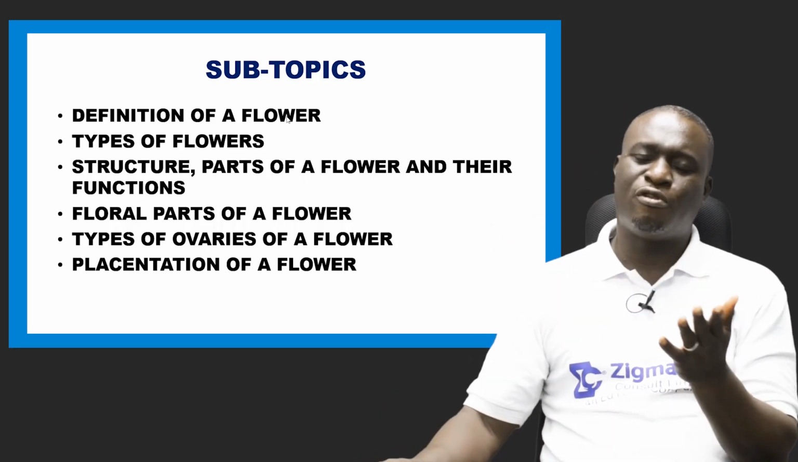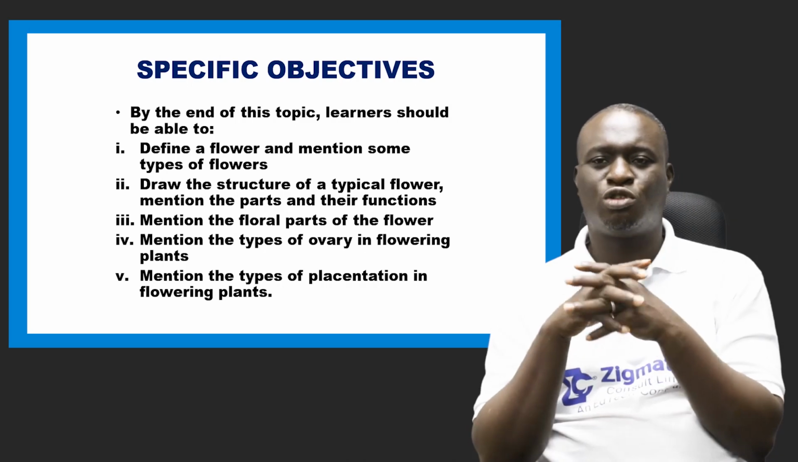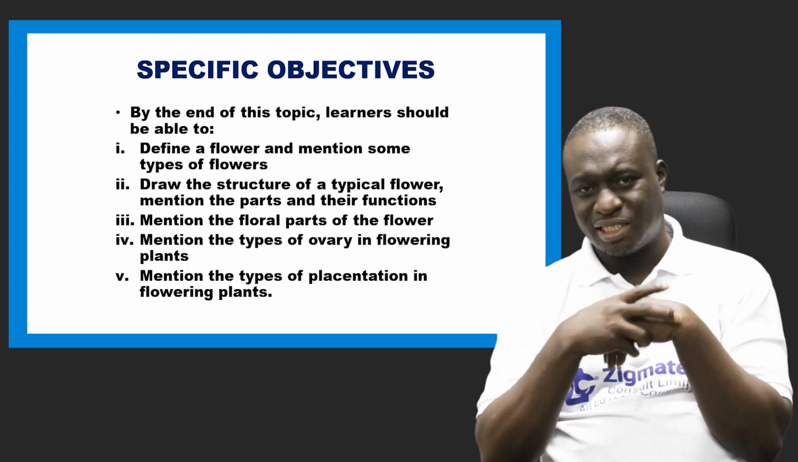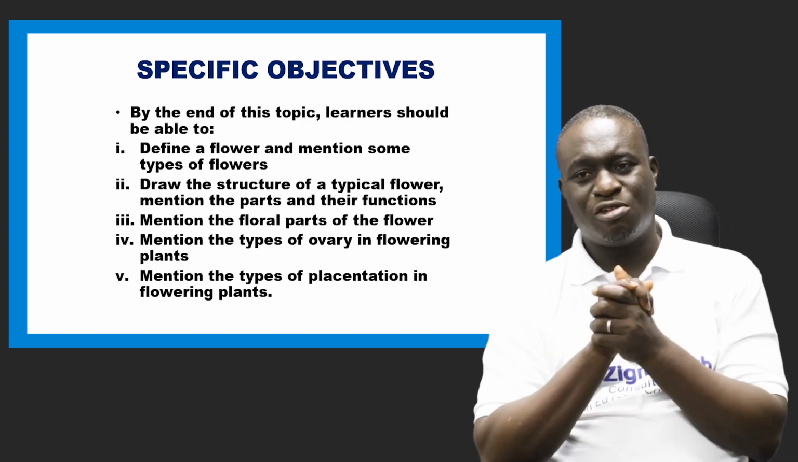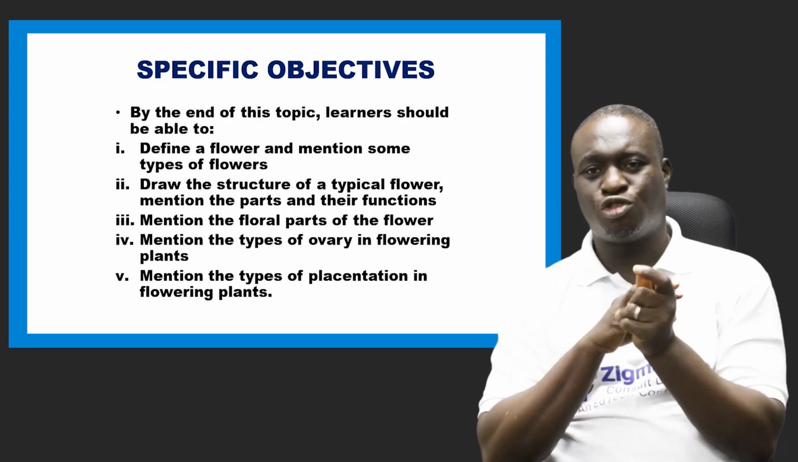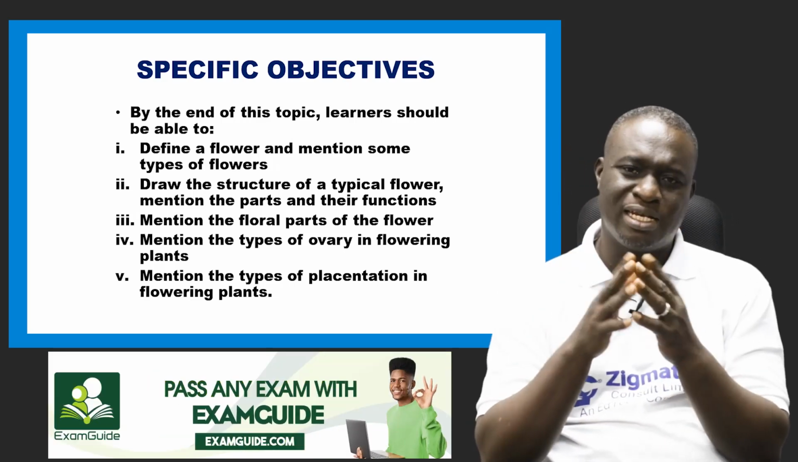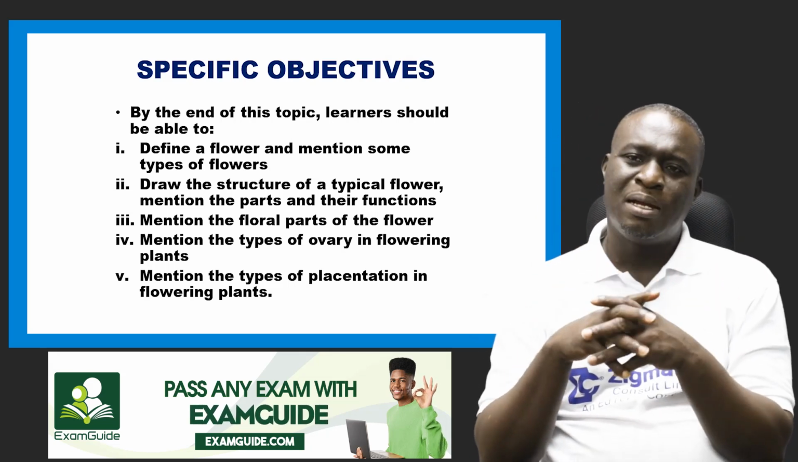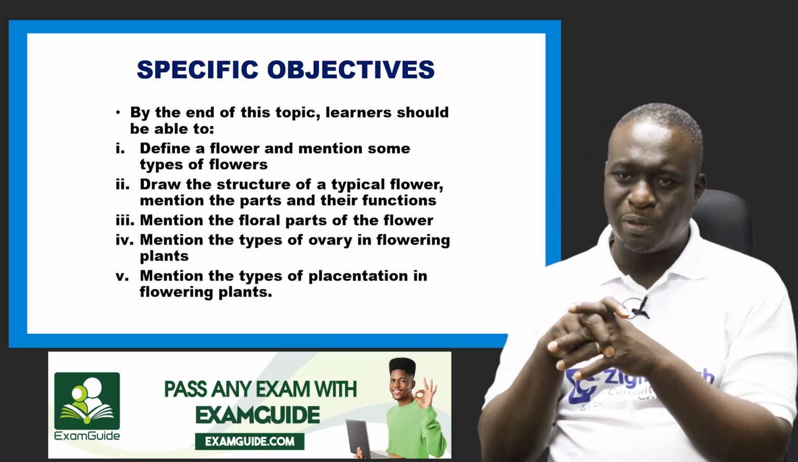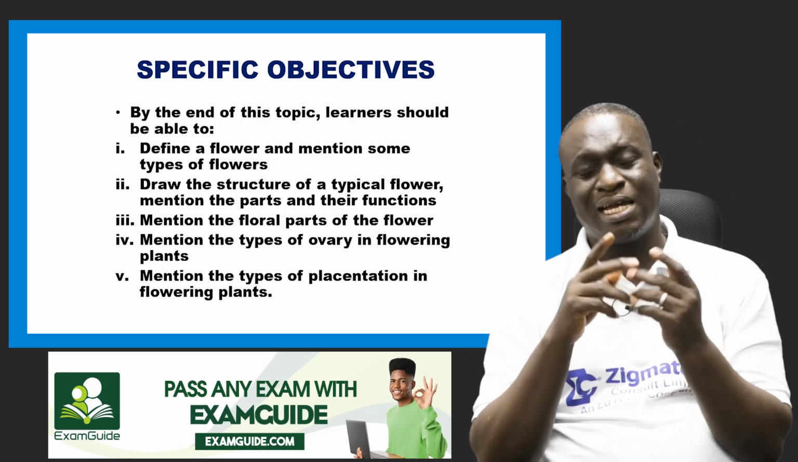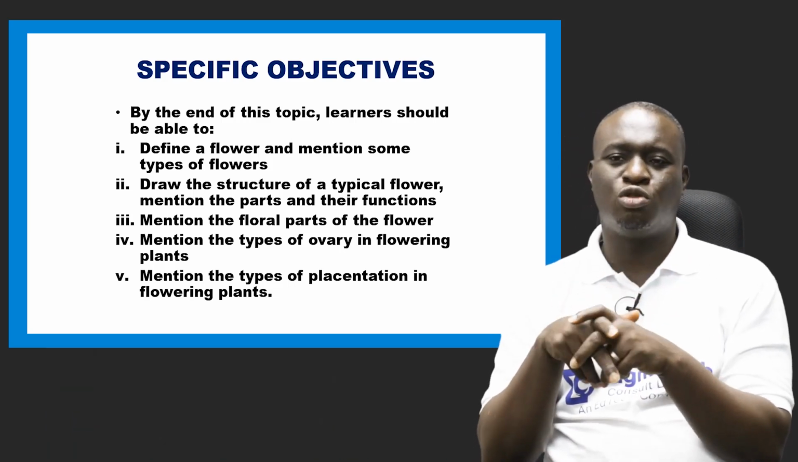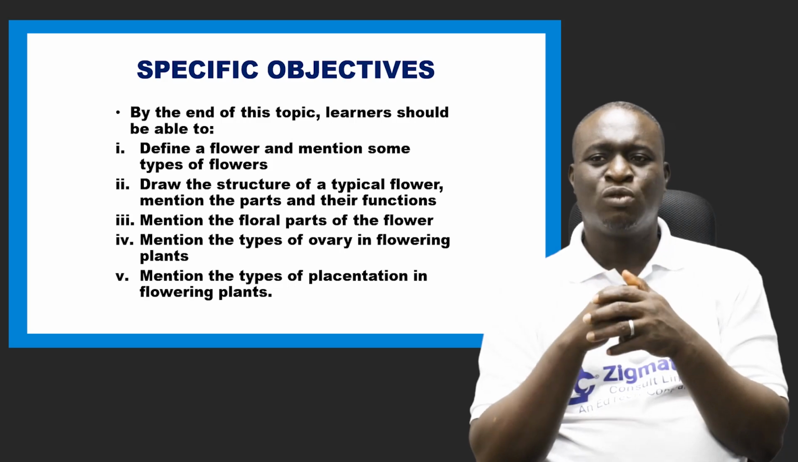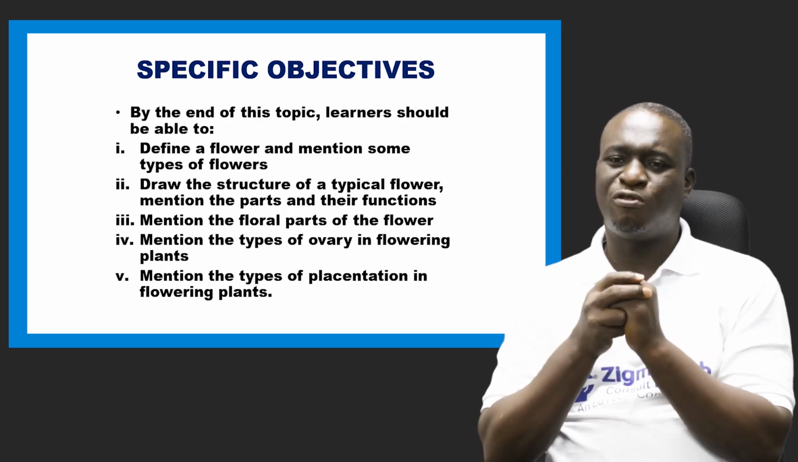Now, before we start, I'd like us to take note of our specific objectives. The specific objectives are areas you should be able to explain, mention, or give a little talk on by the end of this topic. One of them is that at the end of this topic, you should be able to define a flower and also mention some of the types of flowers.